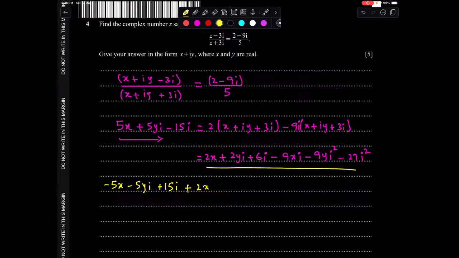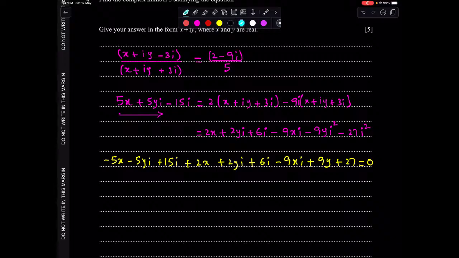Now copy all these and simplify I squares as well. So 2x plus 2yi, 6i, minus 9xi. This I square will become minus 1, so we will get plus 9y and plus 27, because I square will become minus 1.